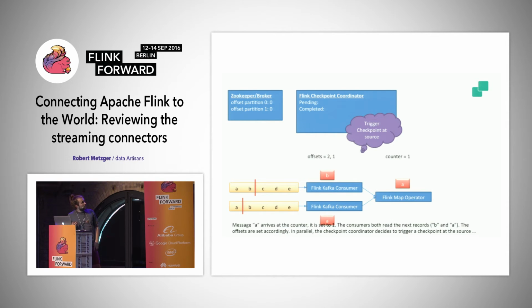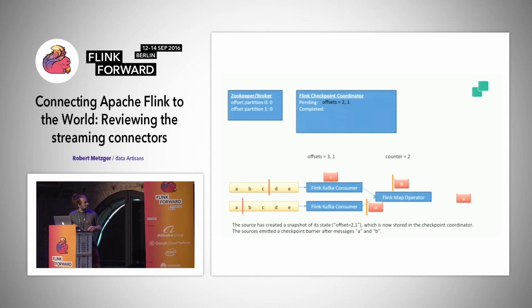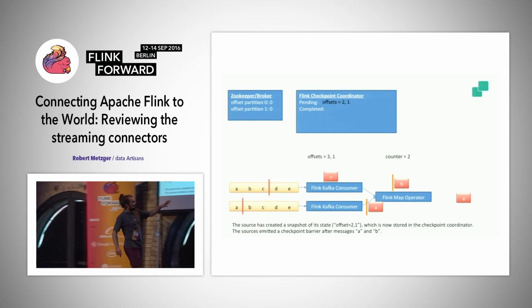And at this point, for some reason, the checkpoint coordinator decides that we should do a checkpoint. So what happens is it asks the sources to do a checkpoint, which they do. So in the checkpoint coordinator, we see that we have checkpointed the offsets 2 and 1. And the Kafka consumers also send these barriers to the downstream operators. So these are the barriers.